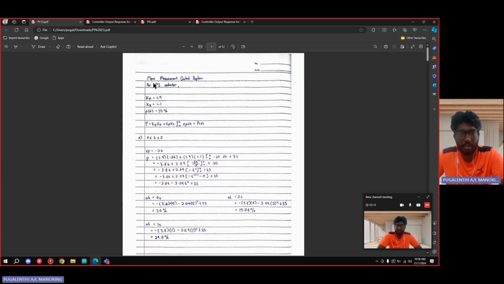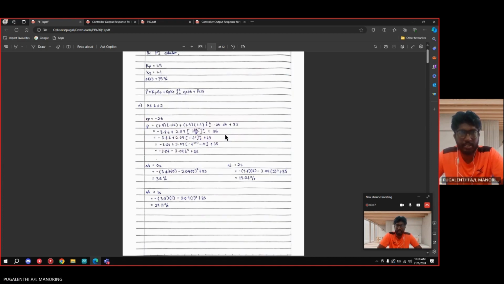I will explain my part, which is the PI controller for the power measurement control system. The values given to my group are KP equals 1.9, KI equals 1.1, and P0 equals 35%. The formula to find the P values for the PI controller is KP multiplied by EP, plus KP multiplied by KI multiplied by the integration of EP, plus P0. So I just have to substitute these values in the formula.